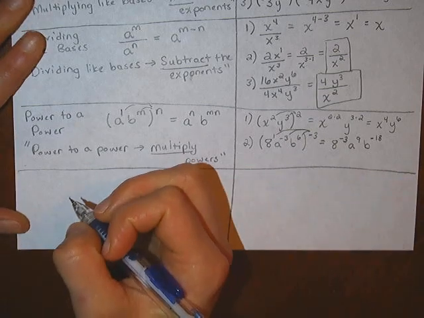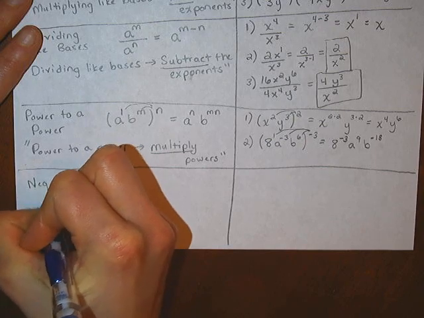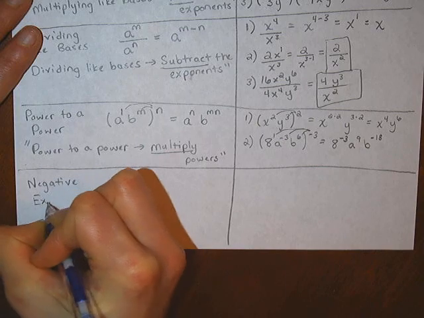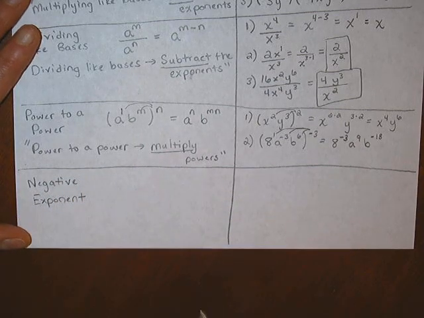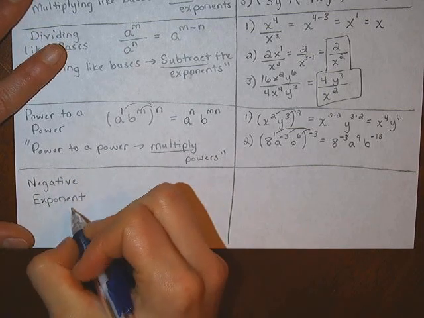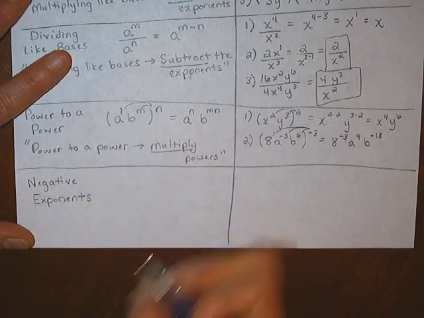All right, the last rule that you have to learn is what to do when you have negative exponents. Because a lot of times with these exponent rule problems, you will be asked to write it so that it does not contain negative exponents. And so you've got to know what to do when you have them.